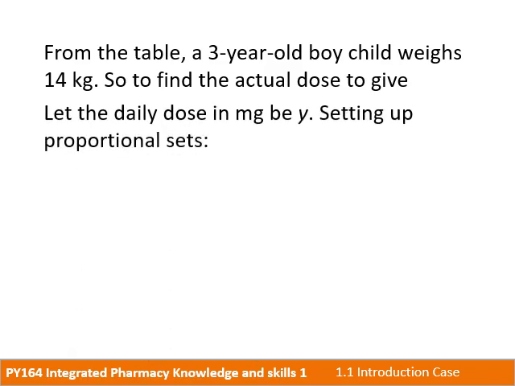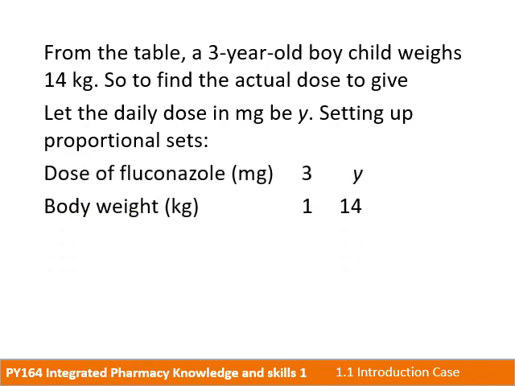We're going to go back now, in working this out, to the idea of proportional sets. Hopefully you remember what they're about. And what we want to do is say, well, if we know that it's 3 milligrams per kilogram, and they're 14 kilograms, how many milligrams of drug do we need to give? So to start off with, we've got the dose of fluconazole, which is 3 milligrams for every 1 kilogram.